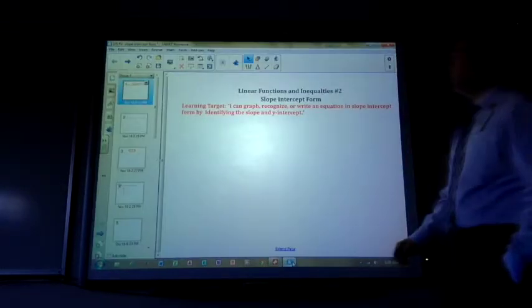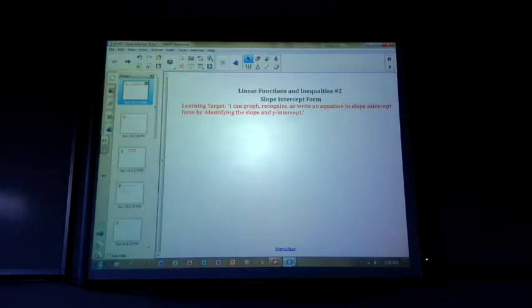You guys ready? Alright. Our target learning: I can graph, and recognize or write an equation in slope-intercept form by identifying the slope and the y-intercept. There's a few different forms that are used when graphing, and we're going to focus on y = mx + b, which is called slope-intercept form. The b value is the y-intercept, where it crosses the y-axis. The m attached to the x is your slope. And again, the slope is like a road map. That's an important equation we're going to use.